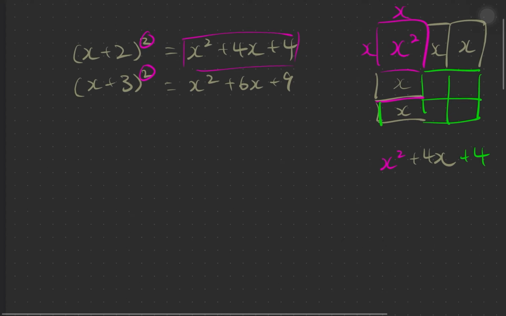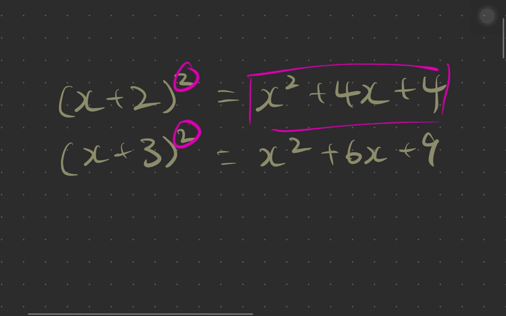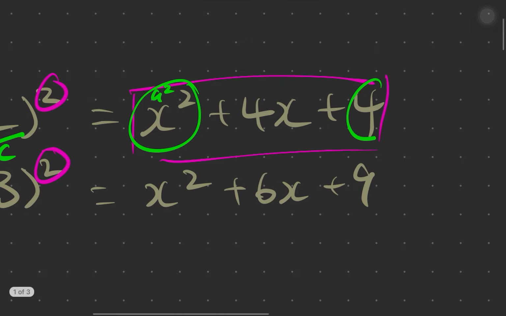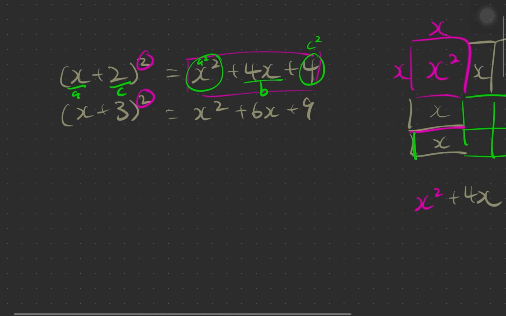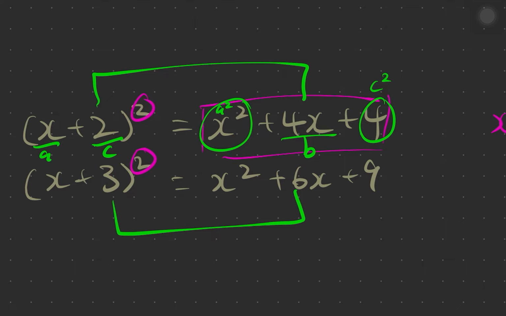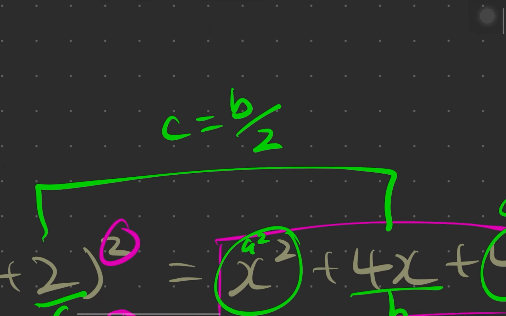Also, for reference sake, I'm just going to call this term a, this term in here c. So for this it's a squared, and for this it's c squared. For the middle term, I'll call it b. So something you can probably piece together from these two examples here is that c equals b over 2. Remember that. This will come in very handy.